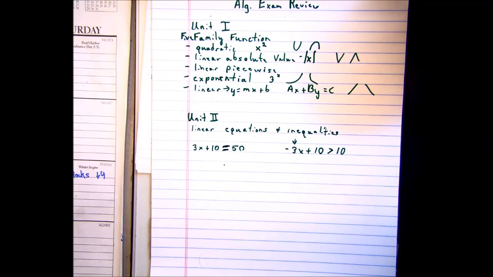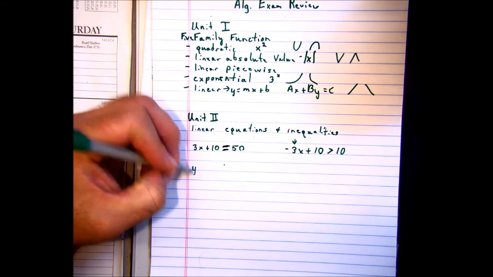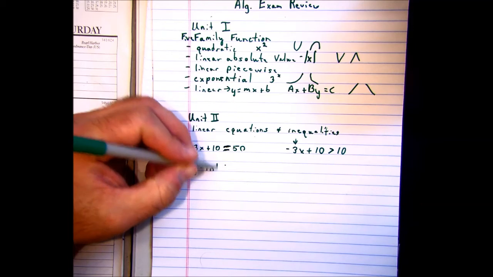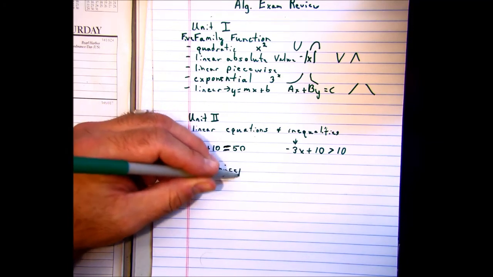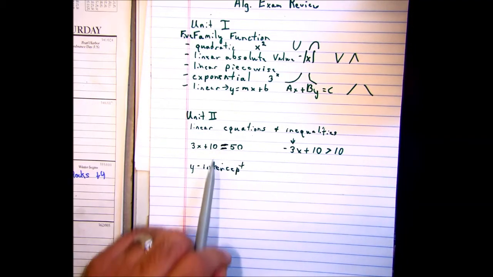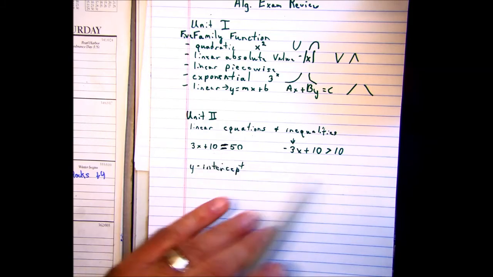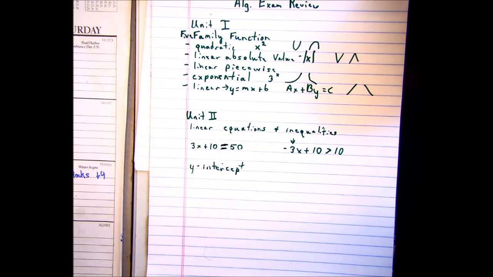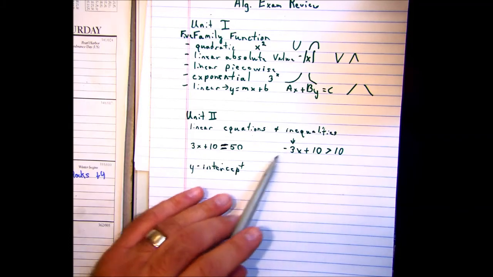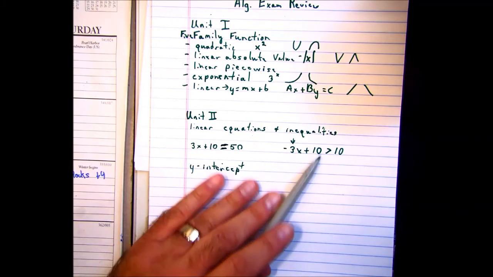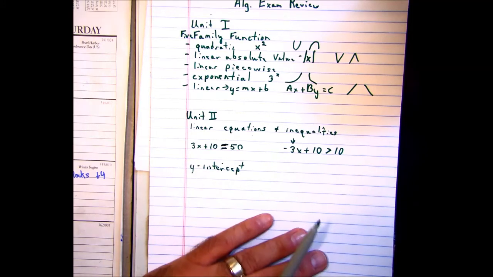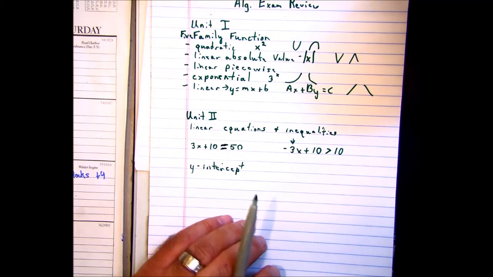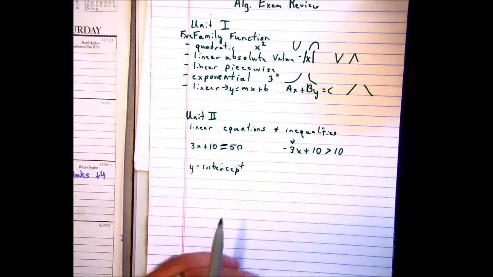Graphing. You have to understand where the y-intercept is. Can anybody give me the y-intercept for this first problem? 10. So y-intercept for the second problem? It's also 10, right. So when it's in y equals mx plus b, the number that's there by itself is the y-intercept. That tells me where my line will start, correct.